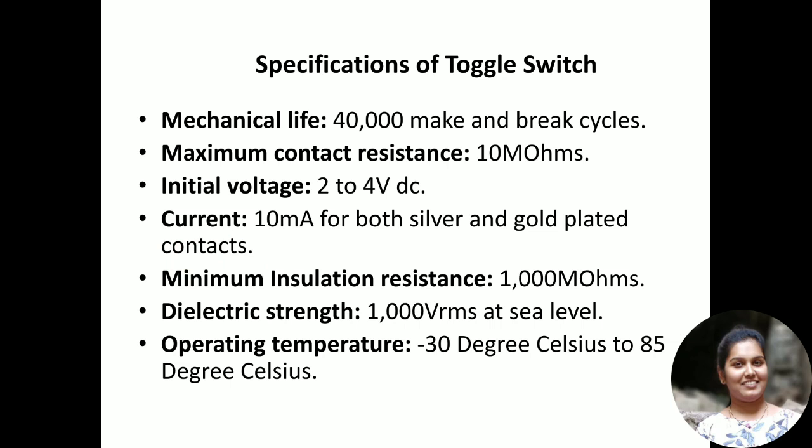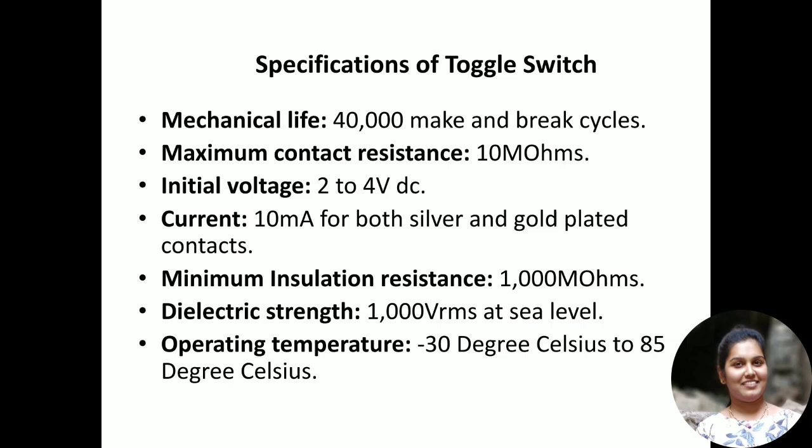The dielectric strength will be equal to 1000 VRMS. VRMS, voltage RMS, is nothing but the root mean squared value. This point we have already discussed in the previous videos. And the operating temperature is minus 30 degrees Celsius to 85 degrees Celsius. So coming to the operating range also, we can observe that it is a bit better for the toggle switch when compared with the normal rocker switch.